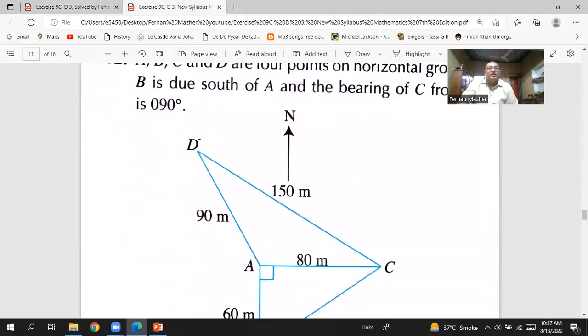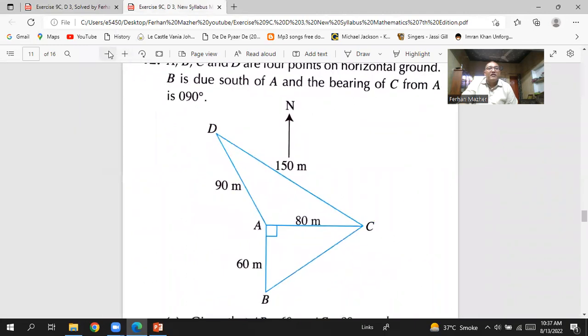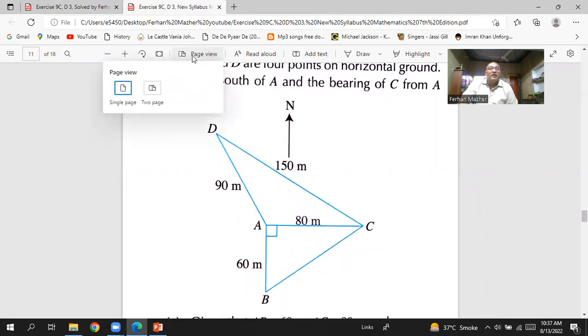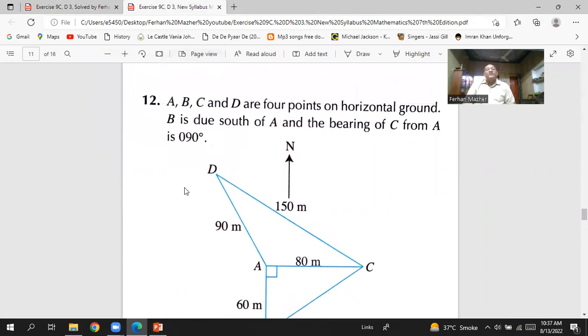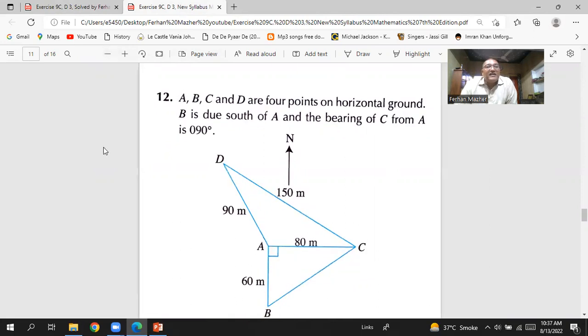That is question number 12. It's kind of the same question. Okay, question number 12. So A, B, C, and D are the four points on the horizontal ground. B is due south of A, and the bearing of the C from A is 90 degree.